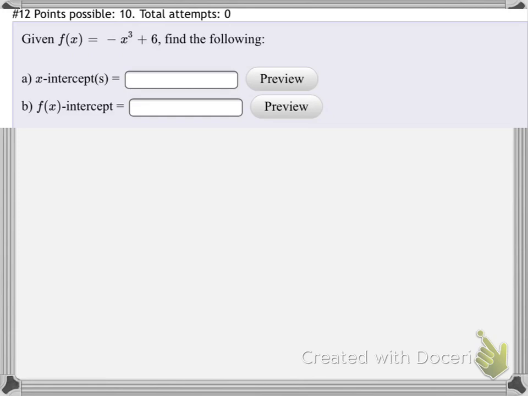So same idea, just a weirder looking function. Wanted to give you my take on this. If I saw something like this, what I would do is x-intercept. Remember, that means the y value is 0, the function value is 0, and we just say 0 equals minus x^3 plus 6, and then solve that out.